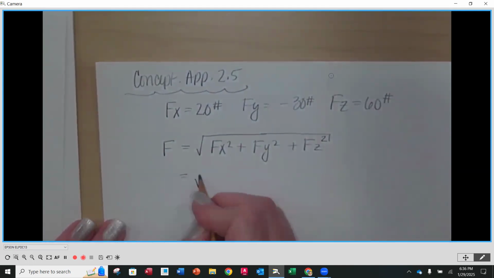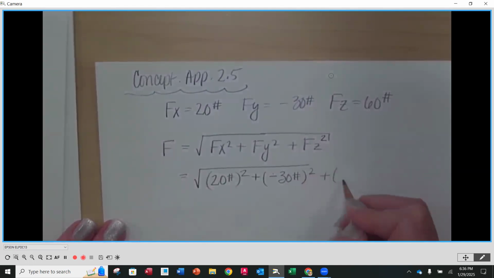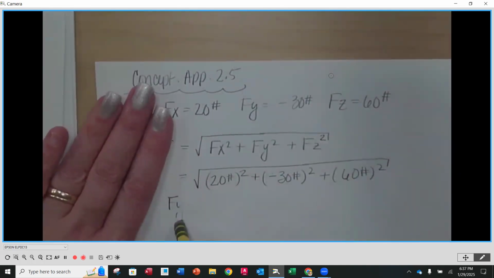And now putting those values in place, we're going to have 20 pounds. Make sure you can use a symbol for pounds, just include it as your units. Negative 30 pounds squared plus 60 pounds squared. Now, I did put the negative in there, but as you know, when we square a negative, it becomes positive. So if you don't put it in, that's okay too. Because it's not really going to change anything as far as our number.